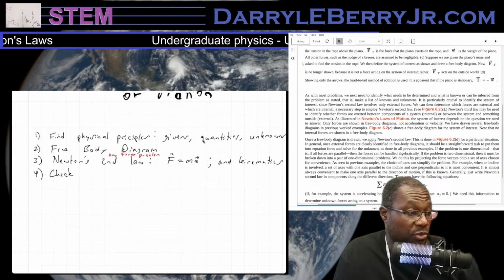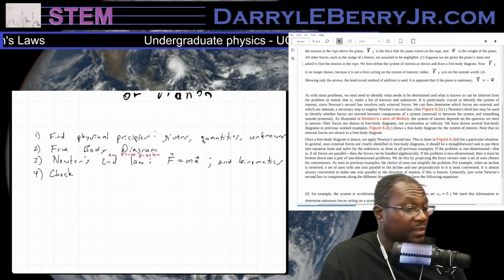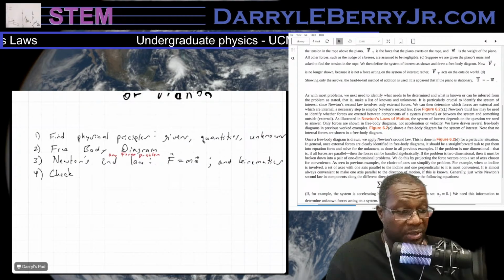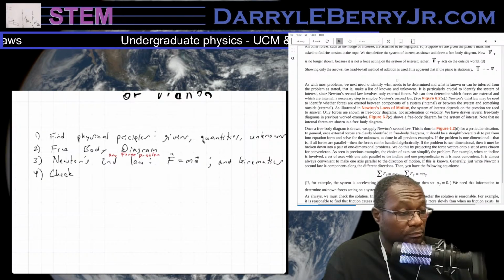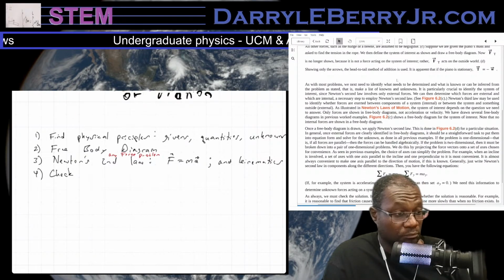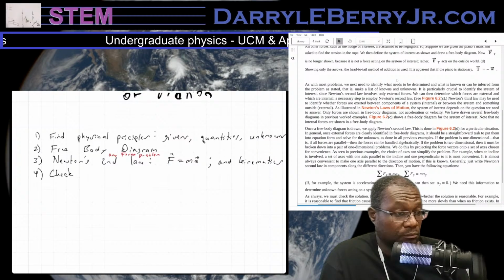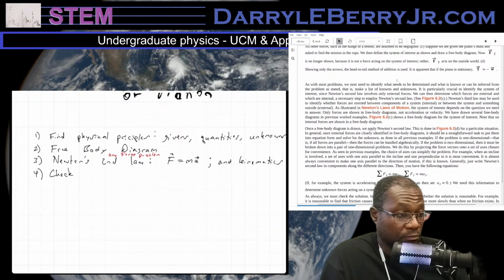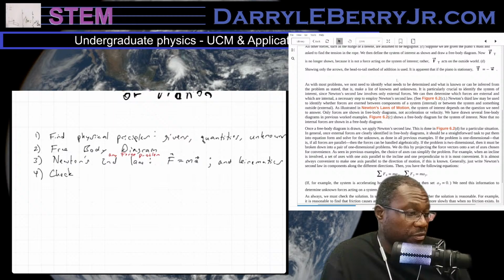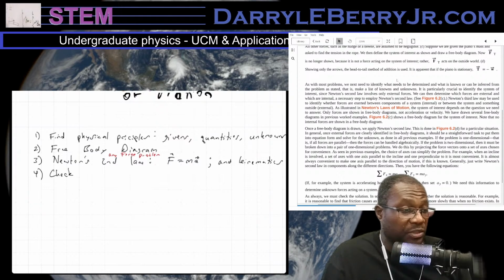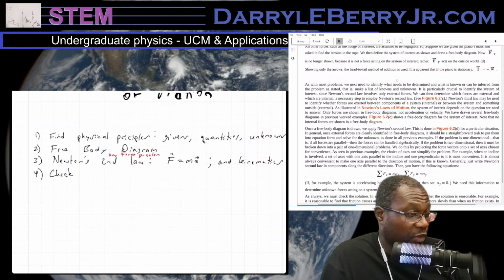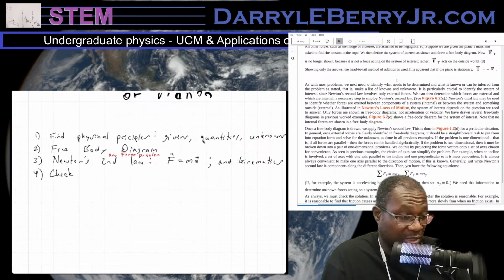Once the free body diagram is drawn, we apply Newton's second law. This is done in figure 6.2d for a particular situation. In general, once external forces are clearly identified in free body diagrams as external forces, it should be a straightforward task to put them into equation form and solve for the unknowns as done in all previous examples.